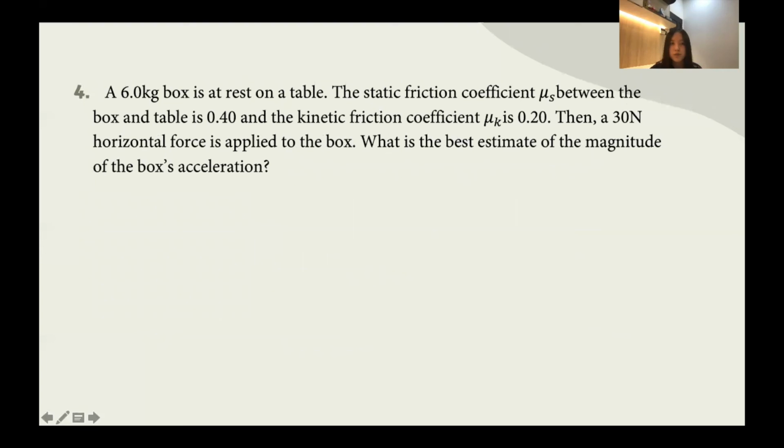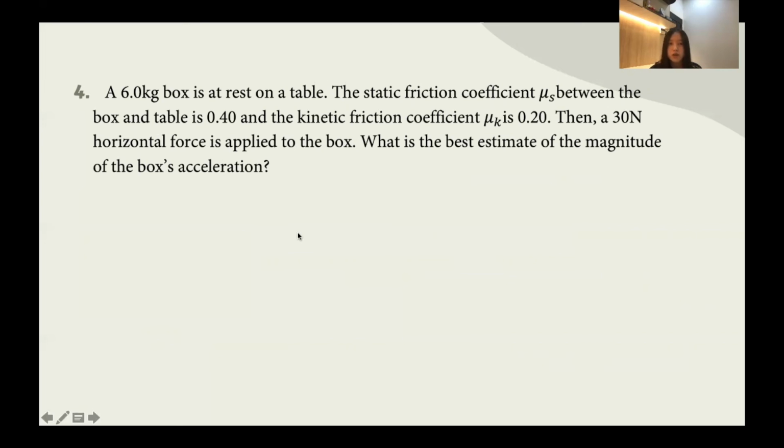Next, we'll proceed to question 4. A 6 kg box is at rest on the table. The static friction coefficient between the box and table is 0.4, and the kinetic friction coefficient is 0.2. Then, a 30 Newton horizontal force is applied to the box. What is the best estimate of the magnitude of the box's acceleration?